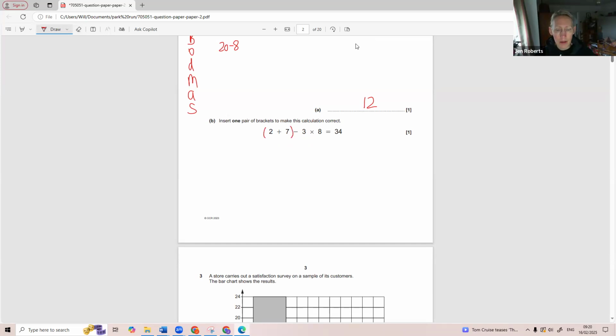If I put them here, it wouldn't really make any difference. 9 minus 24 again, which is not 34. So I just move my brackets along one space each time. Let's try them here. So brackets in your BODMAS order is first. 7 take away 3 is 4. Then we'd have to work out the multiplication next, because it appears before addition and subtraction. 32. 2 plus 32 is 34, so your bracket should have been around your 7 and your 3.